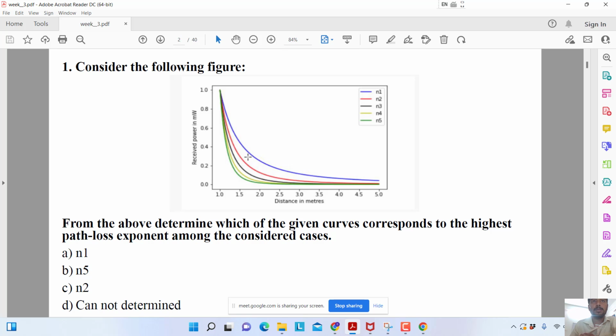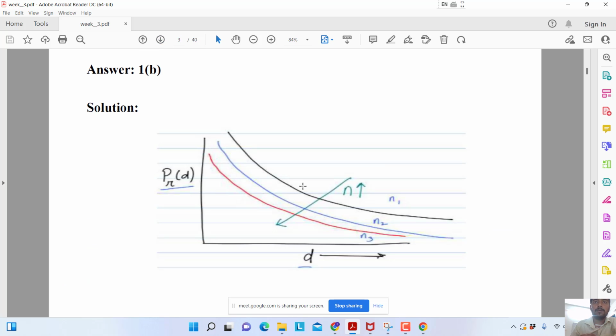Just look at the first curve. The first one is the blue line, and we are seeing that as we increase the distance, it has more power comparatively than the red, black, yellow and green. So if we see the solution, as we move downwards, our n will increase because the path loss exponent here has a negative nature.